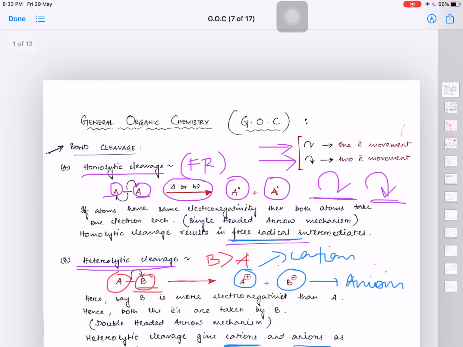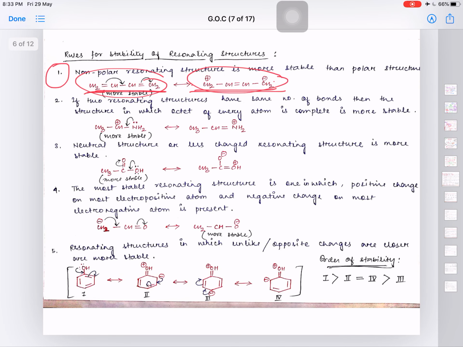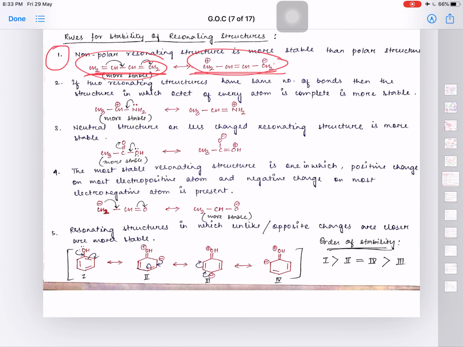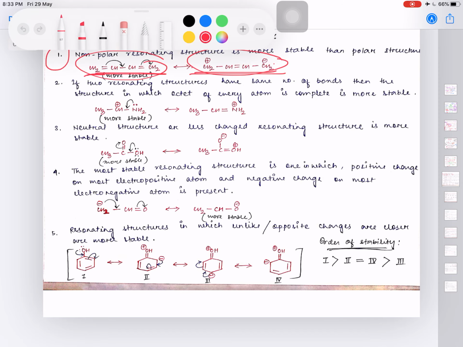So according to the rule, non-polar structures are more stable compared to polar structures.